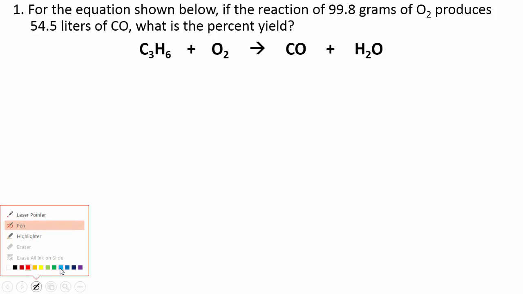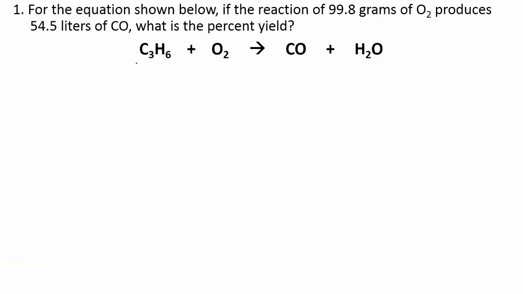So here's the trick. When we're doing calculations of percent yield, generally we're going to find that the verb or the sentence itself sort of tells us how to set it up. This oxygen produces this carbon monoxide. And when we're finding percent yield, we're trying to figure out and compare how much we produce, how much we make. So this carbon monoxide is what's being made from the oxygen. If I start with 99.8 grams of oxygen, I should be able to make a certain amount of carbon monoxide. And I went in the lab and only made 54.5 liters.